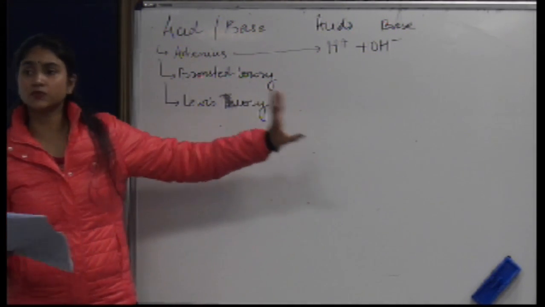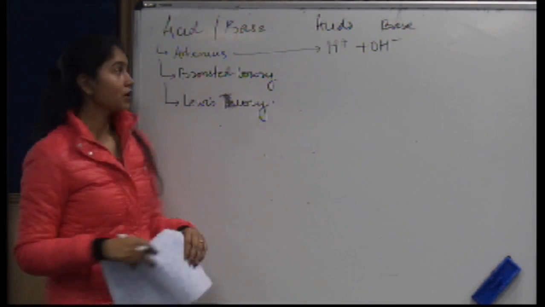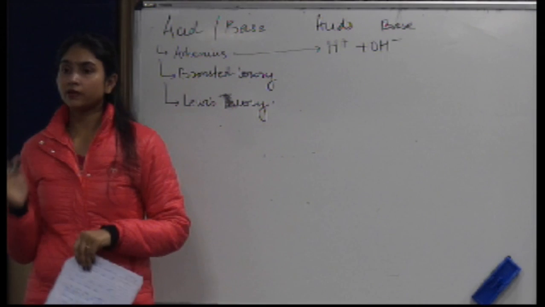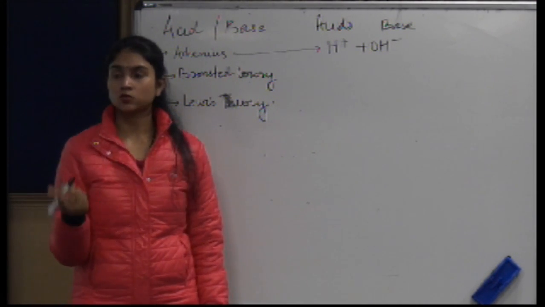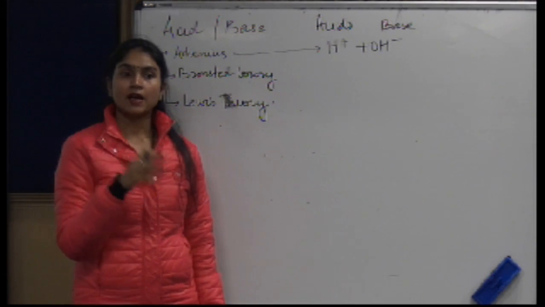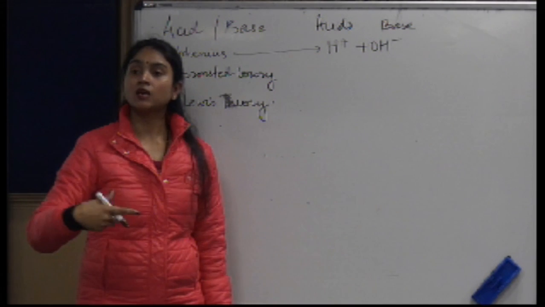So he said the compounds or substances which he has taken should have H plus ions or OH minus ions, but there were certain compounds which were giving both, like water. Water can act as an acid as well as a base. So how are you going to categorize whether water will act as an acid or as a base? So it again becomes a conditional thing.